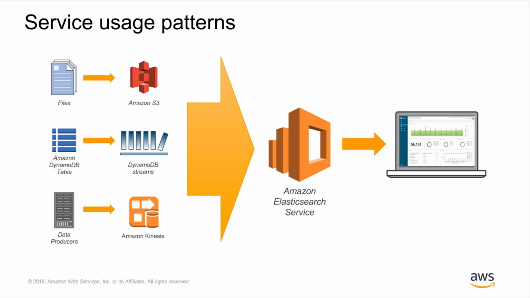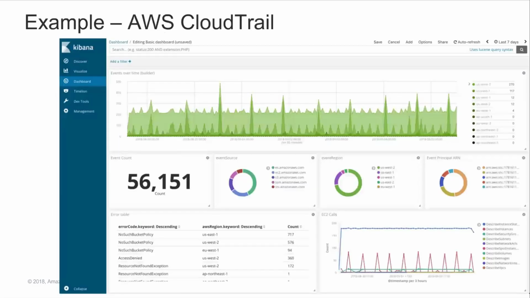And then finally, we have customers with tons and tons of servers. They're flowing that data into Elasticsearch Service, potentially with Kinesis Data Firehose, sometimes with Kinesis Data Streams and Lambda, a lot of different ways to get those server logs into Elasticsearch Service. And then on the front end for that, we have customers using Kibana to visualize the data in their logs.